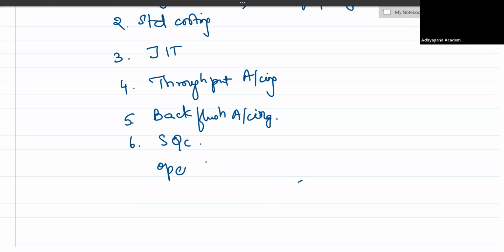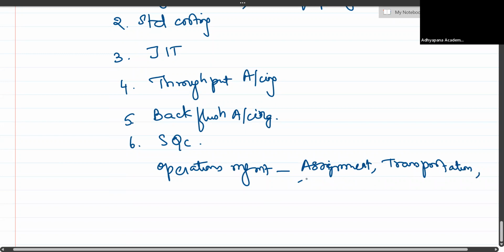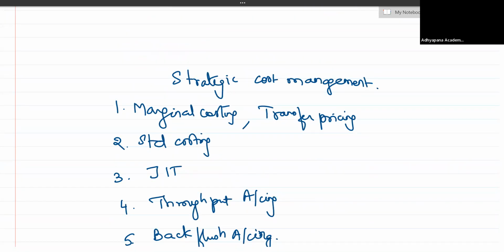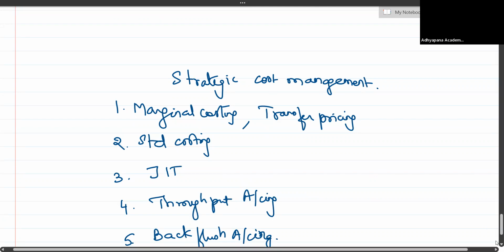Then you will have operations management. As part of operations management, you will have the usual OM content of intermediate level, where you will have assignment, transportation, PERT, CPM, crashing, LPP, and all that. Okay, this is your syllabus. This comprises 100 marks of your paper, where operations management is for 30 marks and cost accounting will be for 70 marks. So today I thought I will give you an explanation on transfer pricing.